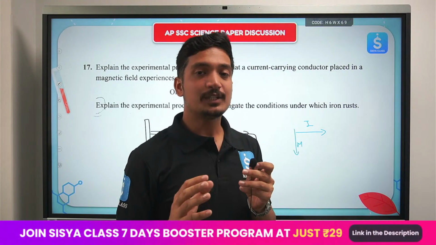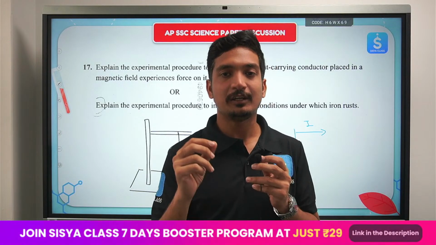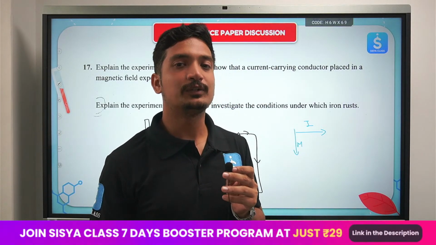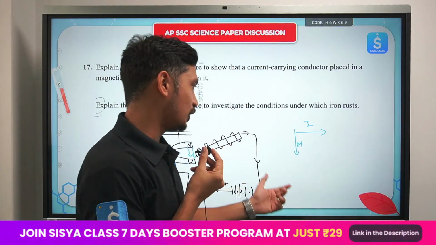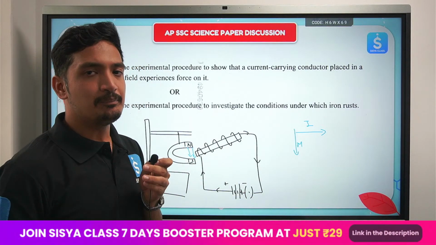So this is how we can use Fleming's right hand rule to determine the direction in which the force will act, and also determine in which direction this rod will move once the circuit is on and when it is suspended in a magnetic field.